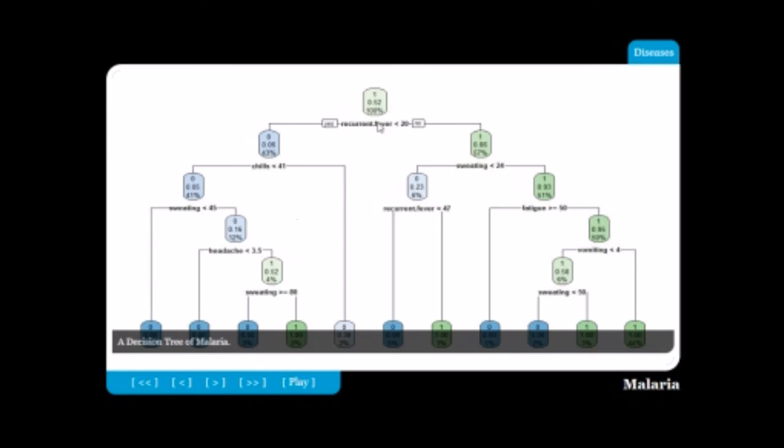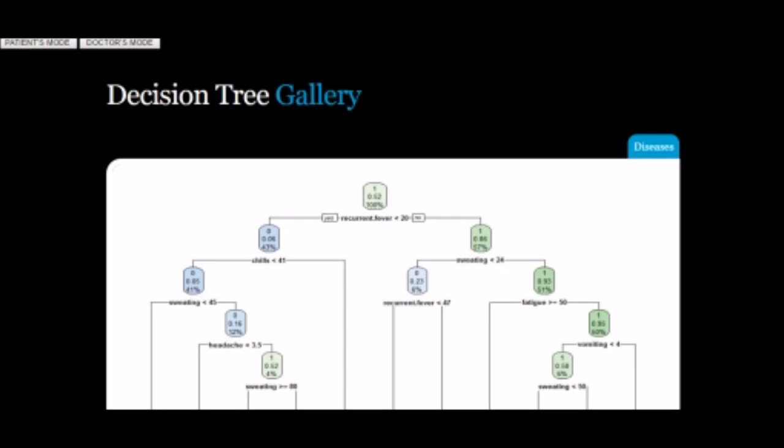For example, if the person is having recurrent fever less than 20%, the next question will be of chills. If it is less than 40%, the next question will be for sweating and headache. Similarly, in the same way the doctor asks a patient, a similar approach has been taken up, and as per the intensities given by the patient, the machine learning algorithm will predict. So let us go back to the patient mode.